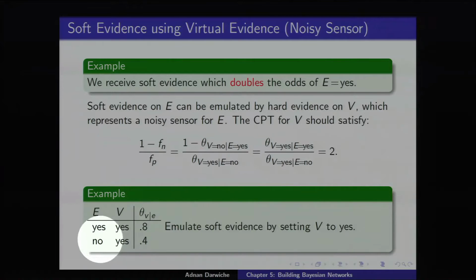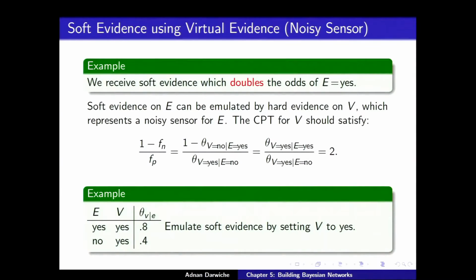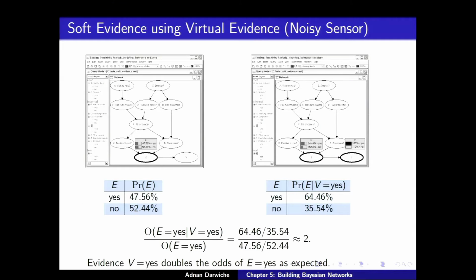Okay, here's one choice of a CPT. There's multiple of them. But this particular CPT for V satisfies this property. If you take these numbers, plug them in here, you're going to get a 2. Right? Again, you could have chosen something else. And here it is in action.